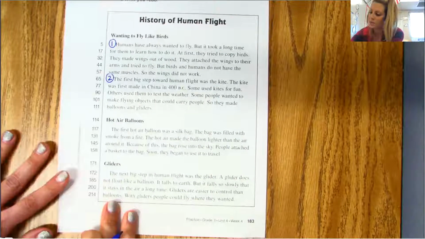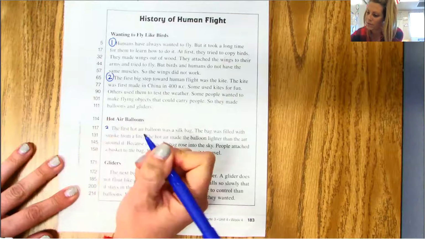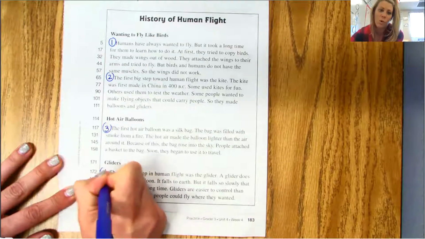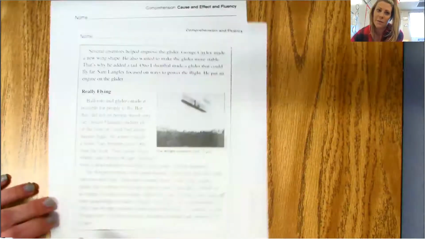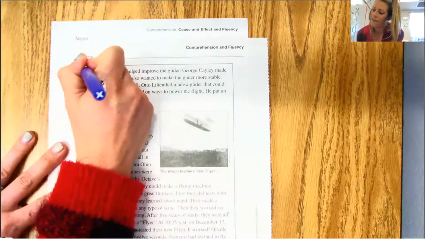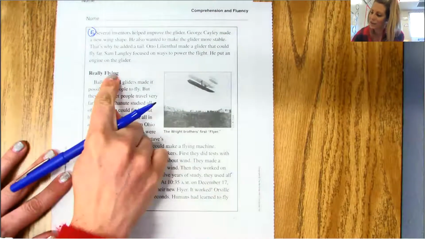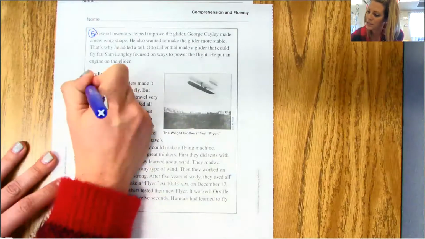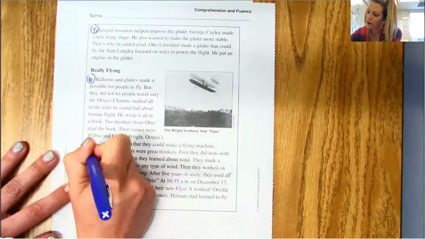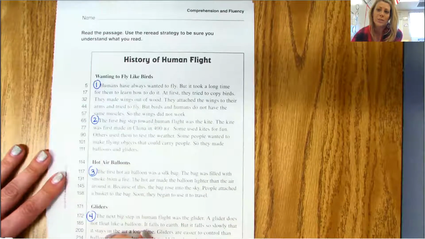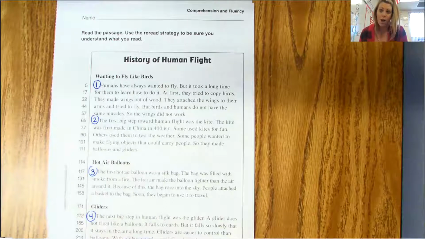We are going to move on to paragraph 3. And underneath gliders, we have paragraph 4. And we have paragraph 5. Okay, and then underneath our last heading, we've got paragraph 6 and we've got paragraph 7. So as we are reading this today, we're going to try to identify some of those cause and effect relationships. We are going to look for some of those keywords to help us know when there is a cause and effect in our story. All right.